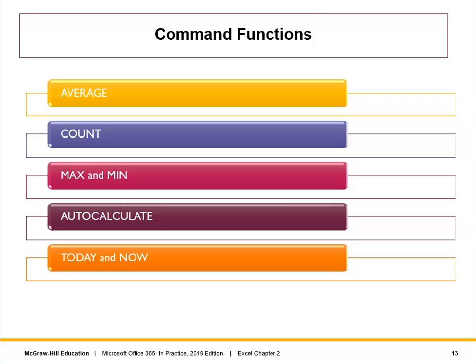The Today function inserts the current date in the cell, and it updates each time the workbook is opened. It uses the computer's clock, and it has the syntax equal TODAY, open parenthesis, close parenthesis. The parentheses are necessary, but there are no arguments that go inside the parentheses. The Now function uses the syntax equal NOW, open parenthesis, close parenthesis, and it also has no arguments.